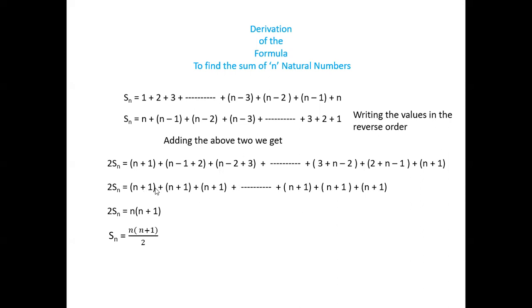How many times does it occur? It occurs n times. So it is n times n plus 1. So 2Sn is equal to n times n plus 1. Therefore, Sn can be written as n into n plus 1 divided by 2. So this is your sum of n natural numbers. I think this is very clear.